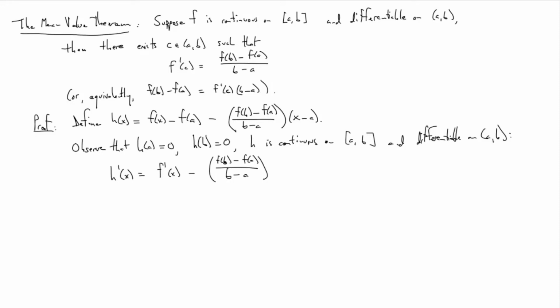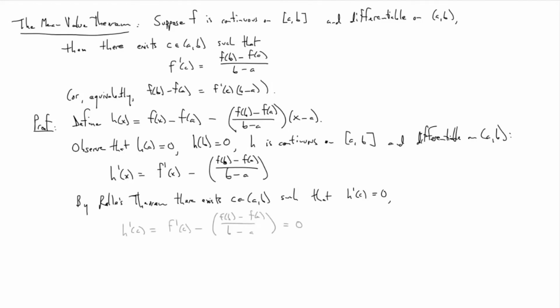Okay, we went through a lot of trouble to come up with a function that was continuous on a closed interval, differentiable on the open interval, and had the same value at the two endpoints. The purpose of doing that was so that we could apply Rolle's theorem. And Rolle's theorem tells us that there has to be some point c in the interval from a to b, such that the derivative at c is equal to 0.